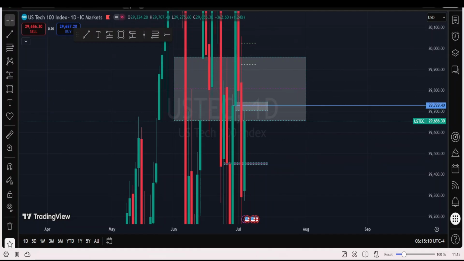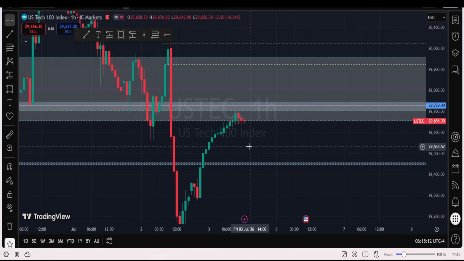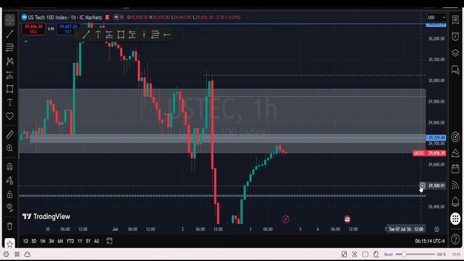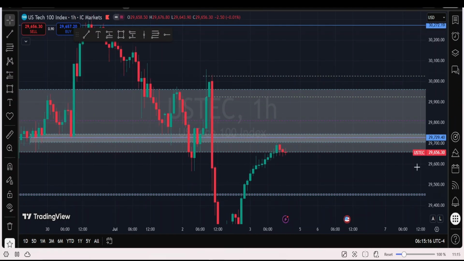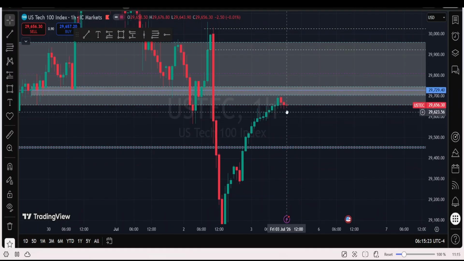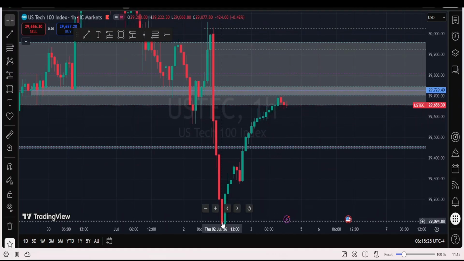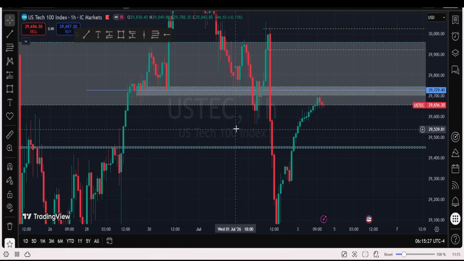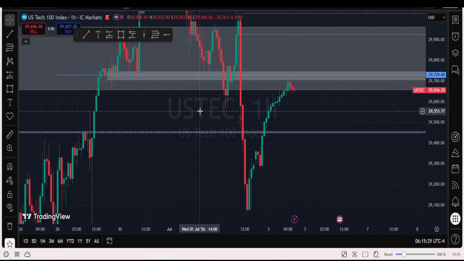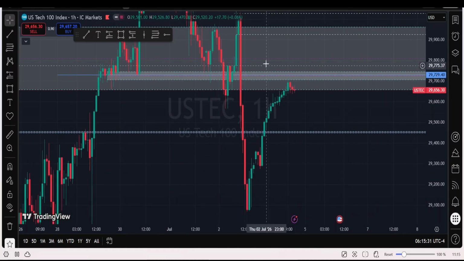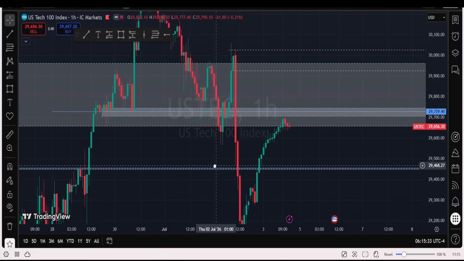So these are the areas we are watching on Nasdaq, which is US Tech, this week, to give us a trade. But like we said, we are more of a sell if price respects this level that we mapped out. And until then, we do nothing. That's respecting structure over speculation, not just opinion.